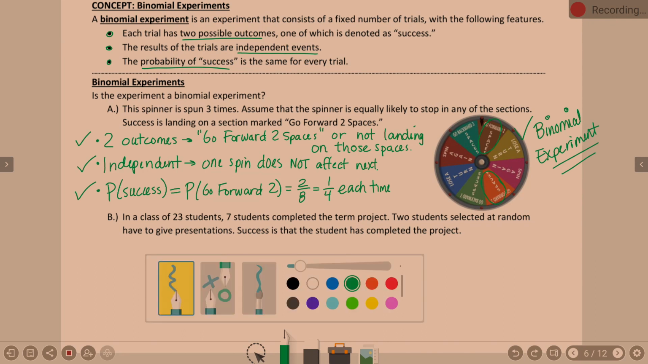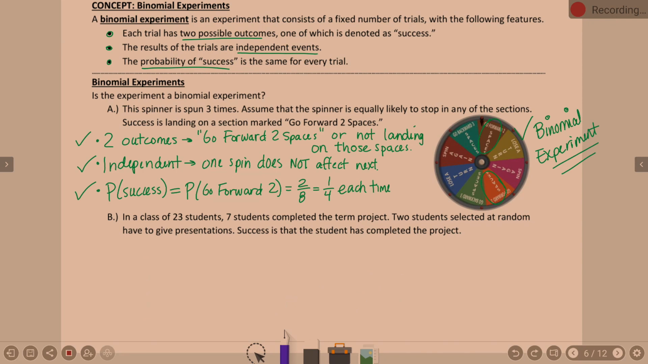Now, B. We're going to consider, is this one a binomial experiment? In a class of 23 students, 7 students completed the term project. 2 students selected at random have to give a presentation. Success is that the student has completed the project.